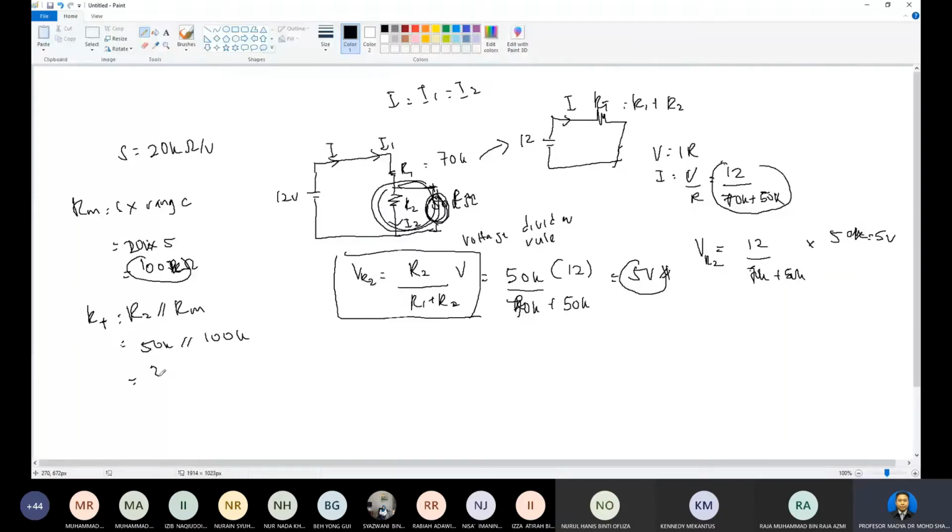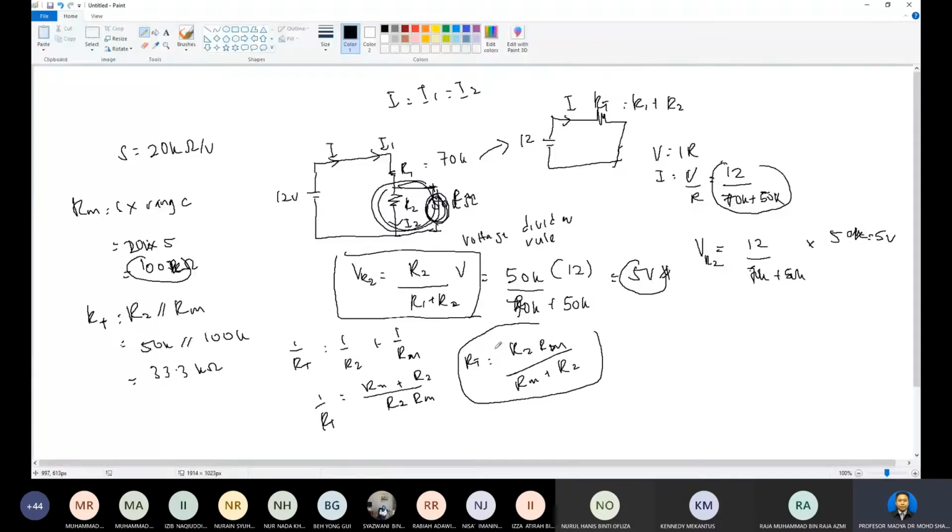So you have to know how to calculate this. 1 over RT equals 1 over R2 plus 1 over Rm. So RT equals R2 times Rm divided by Rm plus R2. That is the formula for parallel. Using the formula for parallel, we get this value.